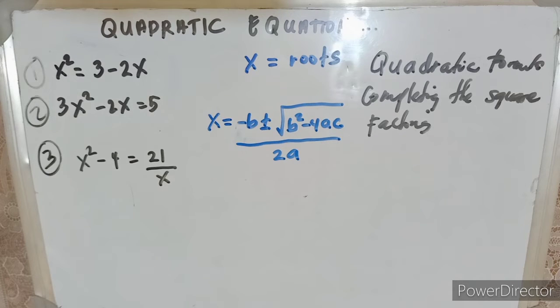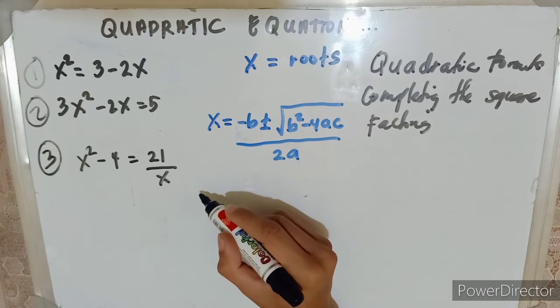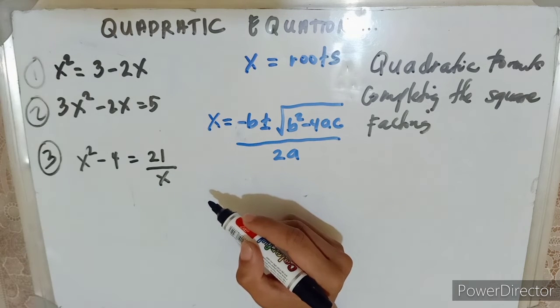So, yan ang sinasabi ng quadratic formula. So, ano ba tong A, ano ba tong B, ano ba tong C? Okay. So, A and B and C are the numerical coefficient ng quadratic equation natin. So, like for example, dito sa first equation natin. Sa first equation natin, we have x squared is equal to 3 minus 2x, diba?